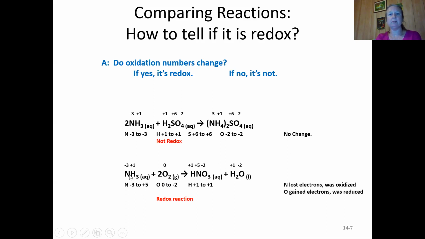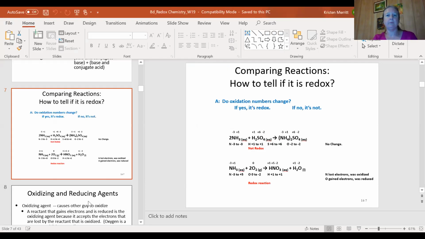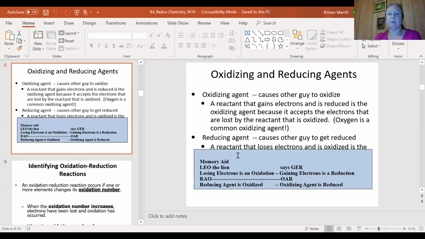The nitrogen lost electrons and therefore it was oxidized: LEO, lose electrons, oxidized. If it lost and was oxidized, then oxygen had to have gained and been reduced. Once you determine that, it's the other one that changed. So the oxidizing agent causes the other guys to be oxidized. It's the agent of change for the other reactants. A reducing agent causes the other guy to get reduced. It's the agent of change for the other reactant.